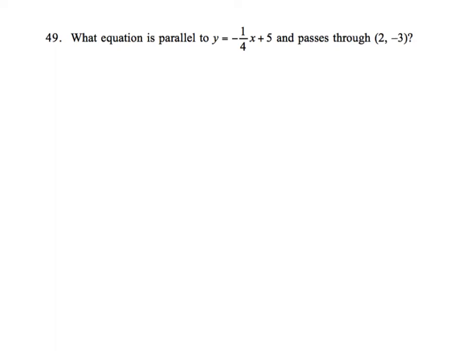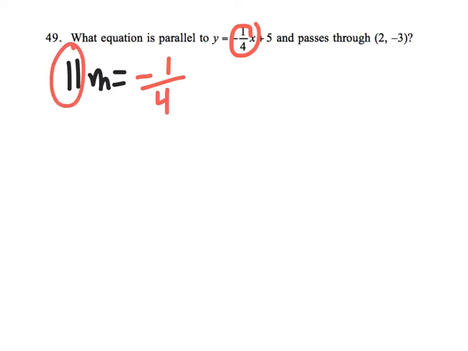All right, 49 says, what equation is parallel to y equals negative 1/4 x plus 5 and passes through (2, negative 3)? So first thing we need to do is figure out our slope. The slope for a parallel line is going to be the same as the slope for the line that you originally found. My original slope here is negative 1/4, so my new slope is going to be negative 1/4. Remember, these two lines just mean parallel. And we want to include the point (2, negative 3) in our equation.